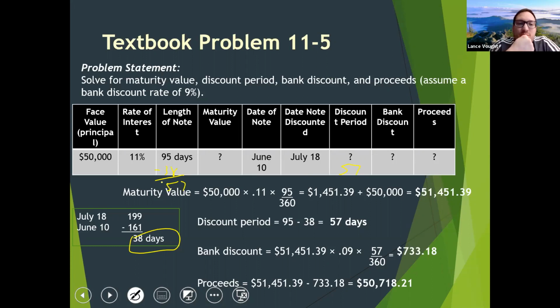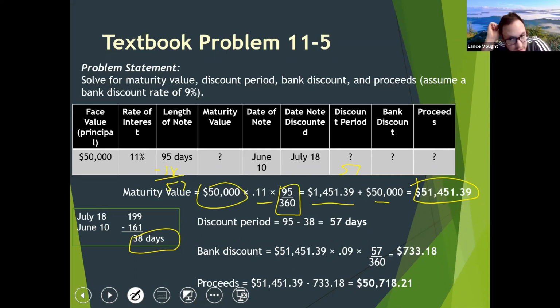So we need to figure out what the maturity value of this loan is, though. So if they're paying this back in 95 days using ordinary interest, the rate's 11%, borrowing 50 grand, then you're going to end up getting 1,451.39. Add 50,000 to that, and the total maturity value is 51,451.39. We now know the discount period is 57 days.